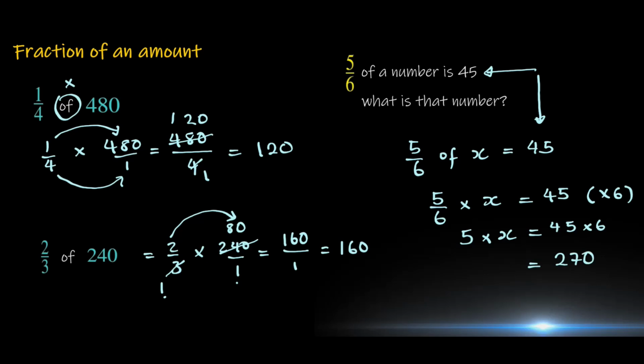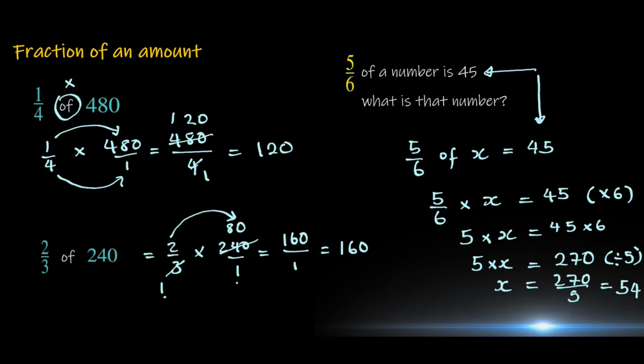And on the left hand side I have 5 times x. If I divide both sides by 5 to get x on its own, then x equals 270 divided by 5, which gives me 54. So what that means is 5/6 of 54 is 45.